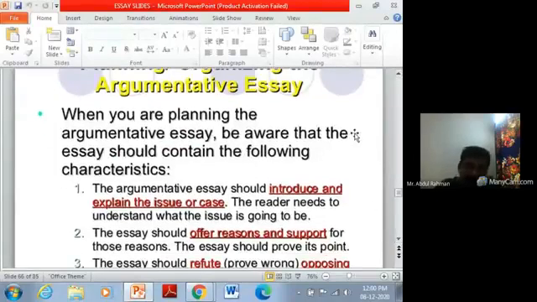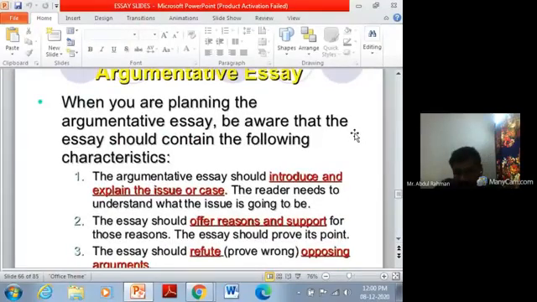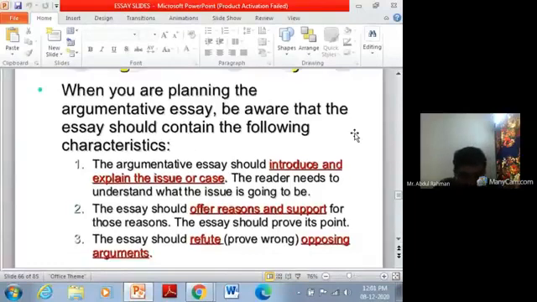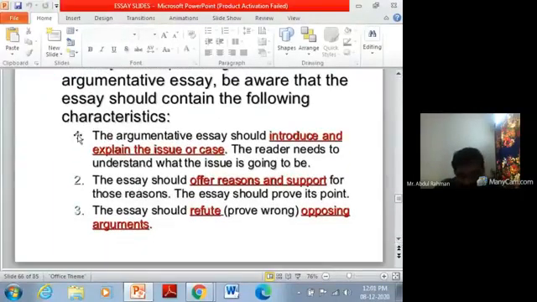Then planning an argumentative essay. The planning phase of an argumentative essay involves three steps. First of all, you have to introduce the topic, explain the issue or situation or case that is under debate or discussion. Then you have to offer reasons, examples, figures, and facts to support the topic. Then in the third phase, you have to present the counter argument to refute the topic. Then comes the last phase, which is the concluding paragraph.